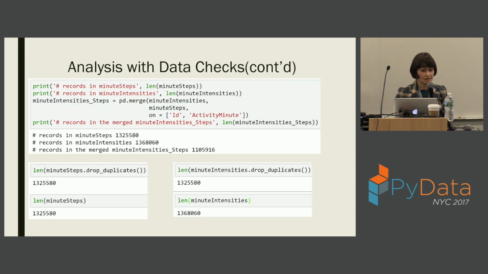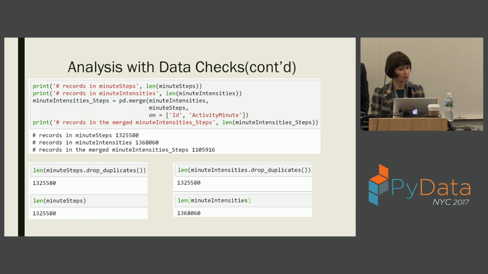Another thing you can see is that the minute intensities has way too many records, and if you try dropping duplicates, basically you can see how you actually have whole duplicate rows in this data frame. So if you start merging, that's the first thing we did in the dirty calculation before. If you start looking carefully at how many records you have when you merge, you can see that it changes. You have 3 different numbers: the number of records in minute steps, the number of records in minute intensities, and the number of records in the merge. They're not the same, which is not what you should be expecting. Ideally they should match one to one.